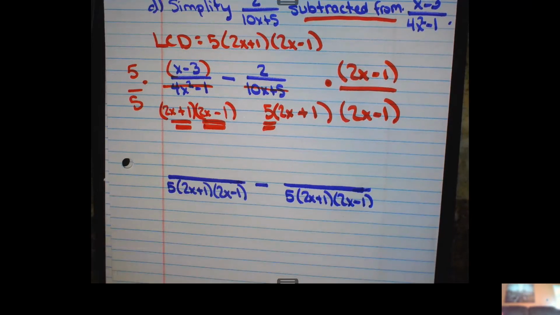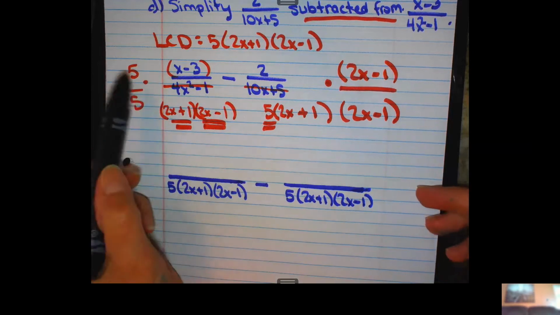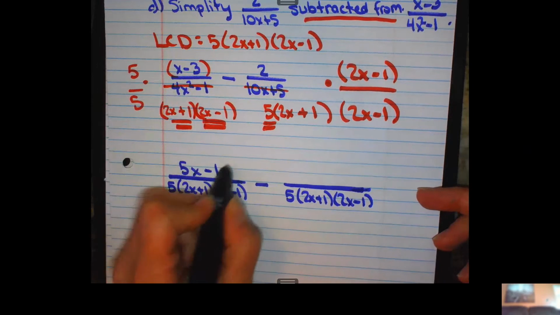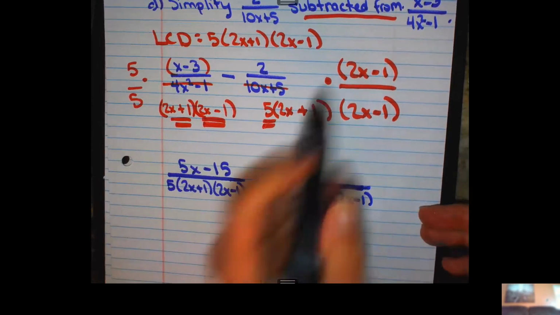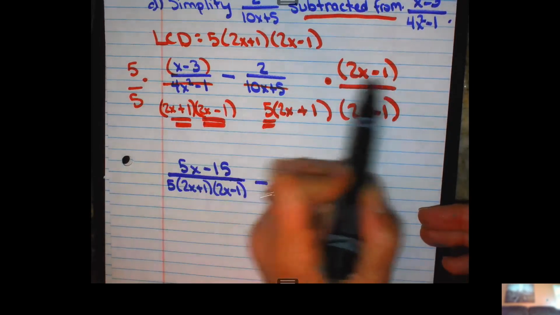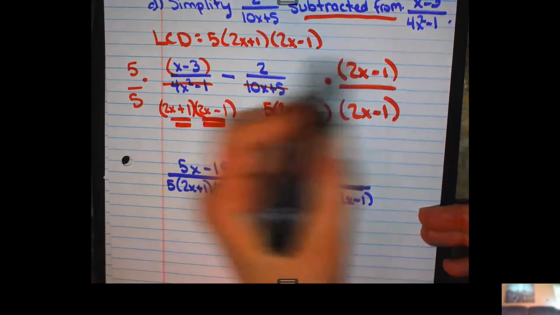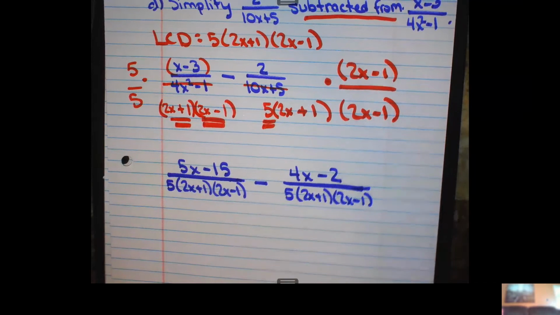Now we're going to bring down our new numerators. So we're going to multiply this first fraction's numerator by 5. So 5 times x is 5x. 5 times -3 is -15. Over here, we're multiplying this 2 by these two terms. So 2 times 2x is 4x. And 2 times -1 is -2.